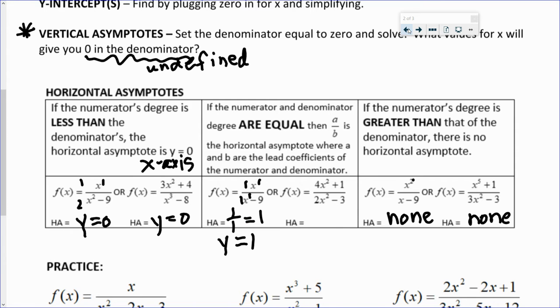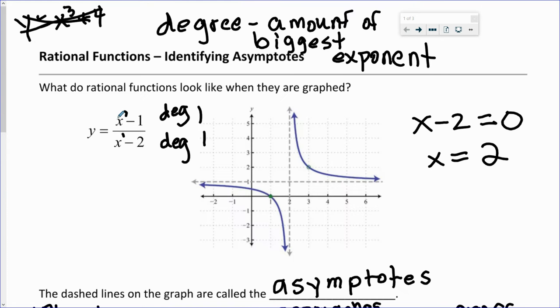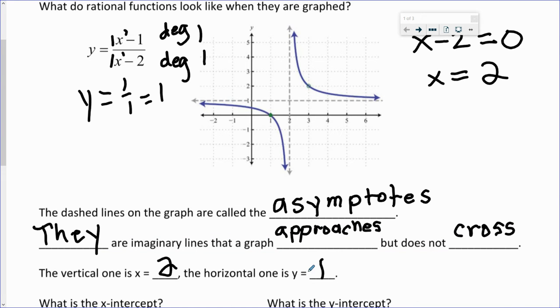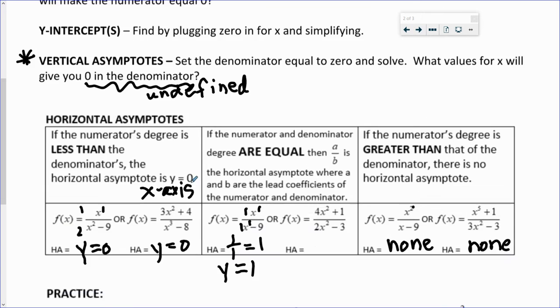So y equals 1 is our horizontal asymptote. And if you take just a moment and go back and look at our example here, this is the same situation. The leading coefficient and the leading coefficient are both 1. And isn't that what we found our horizontal asymptote to be? Yes, it is. y equals 1. It is not a surprise. We could now have figured out that information without having that graph. Very powerful.